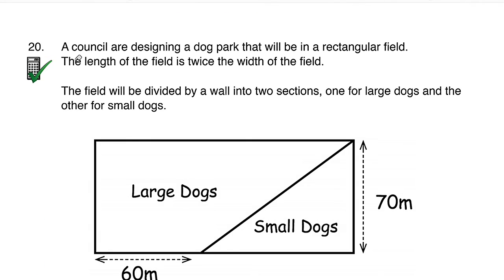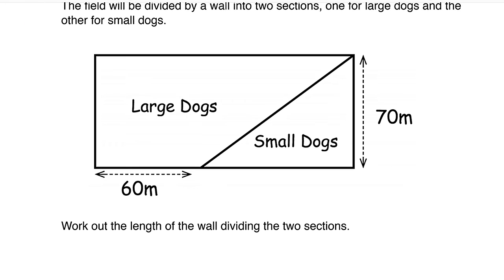Question number 20. A council are designing a dog park that will be a rectangular field. The length of the field is twice the width of the field. The field will be divided by a wall into 2 sections, one for the large dogs and the other for the small dogs. So this is what they did. We have a portion here for the large dogs and here for the small dogs. Work out the length of the wall dividing the 2 sections. So we are talking about this. Let me call it X.